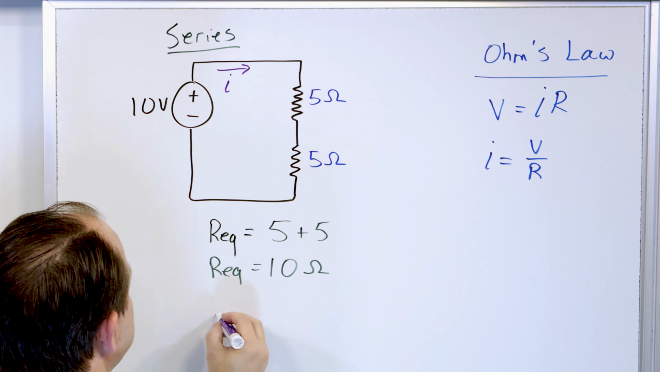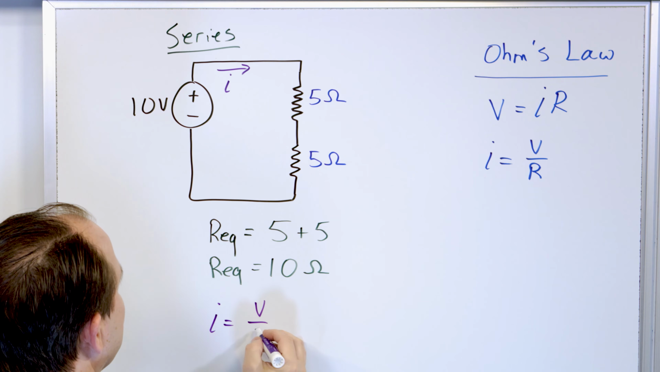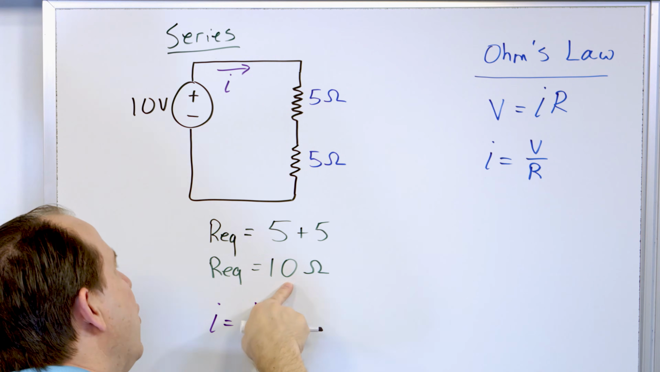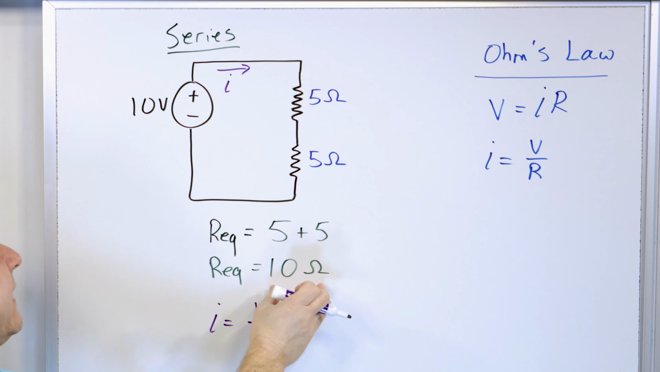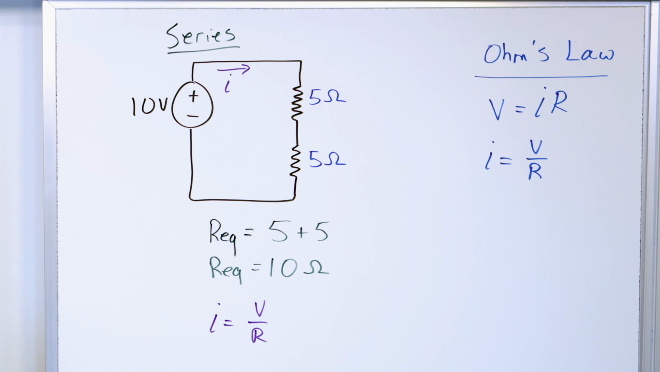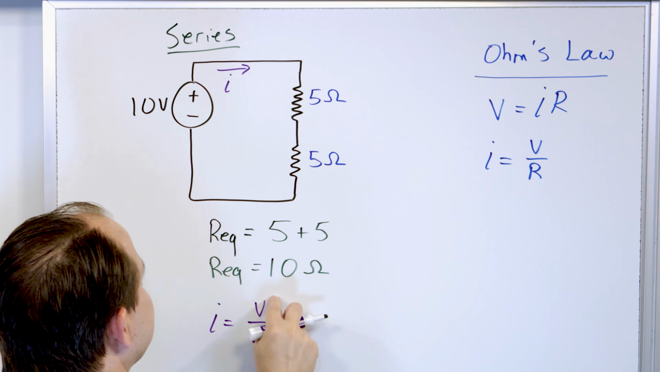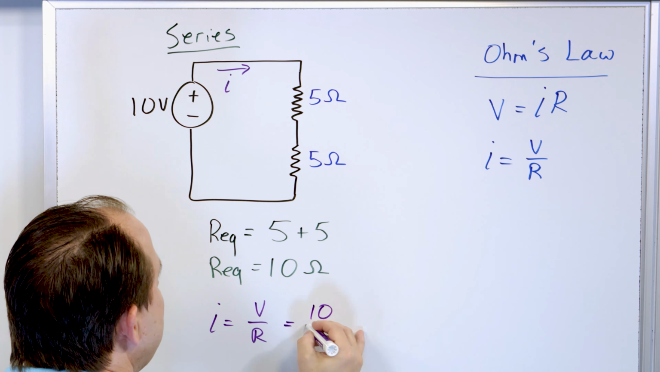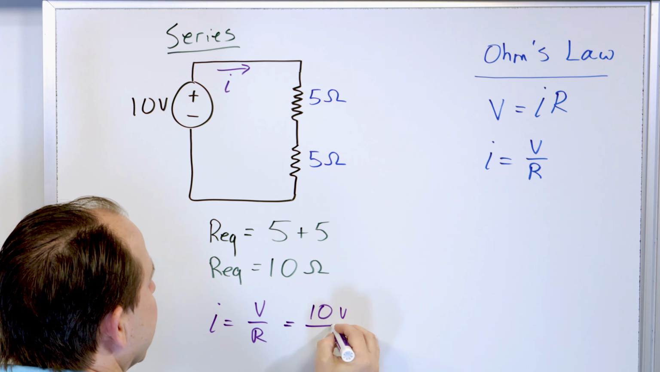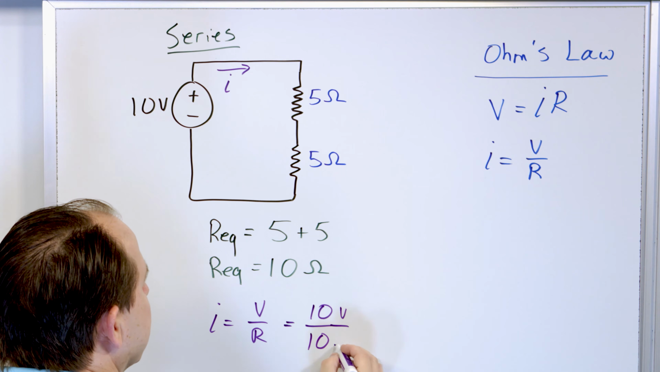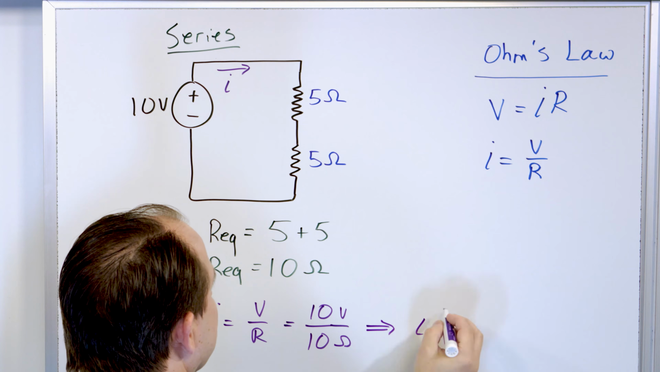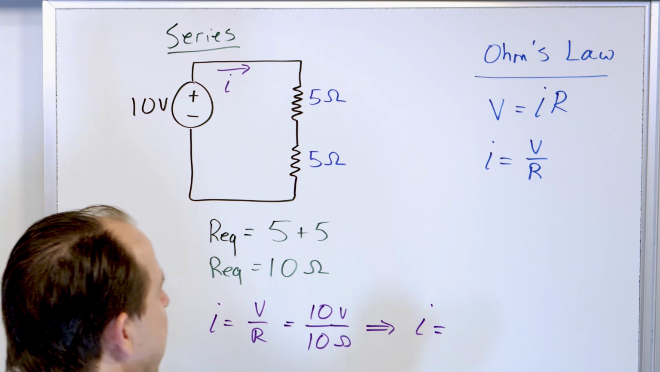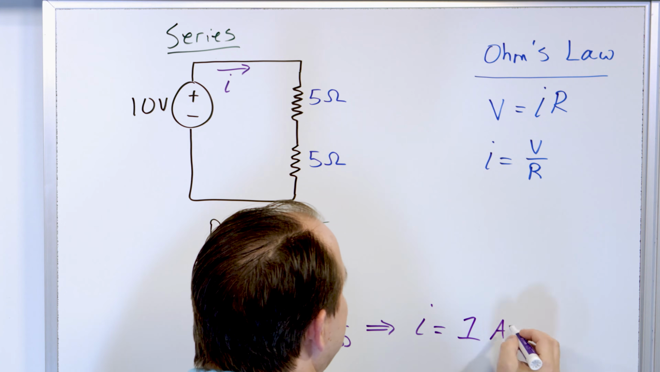So to figure out what the current that's actually flowing this way is, you use Ohm's law. I is equal to V over R. But you use the equivalent resistance, because from the source's point of view, it's connected to what looks like 10 ohms because they're in series here. So the voltage here is 10 volts, and the resistance is 10 ohms. So you have volts and ohms, which is the correct units. And so what you have here is 10 divided by 10 is 1, and the unit of electric current is amperes.